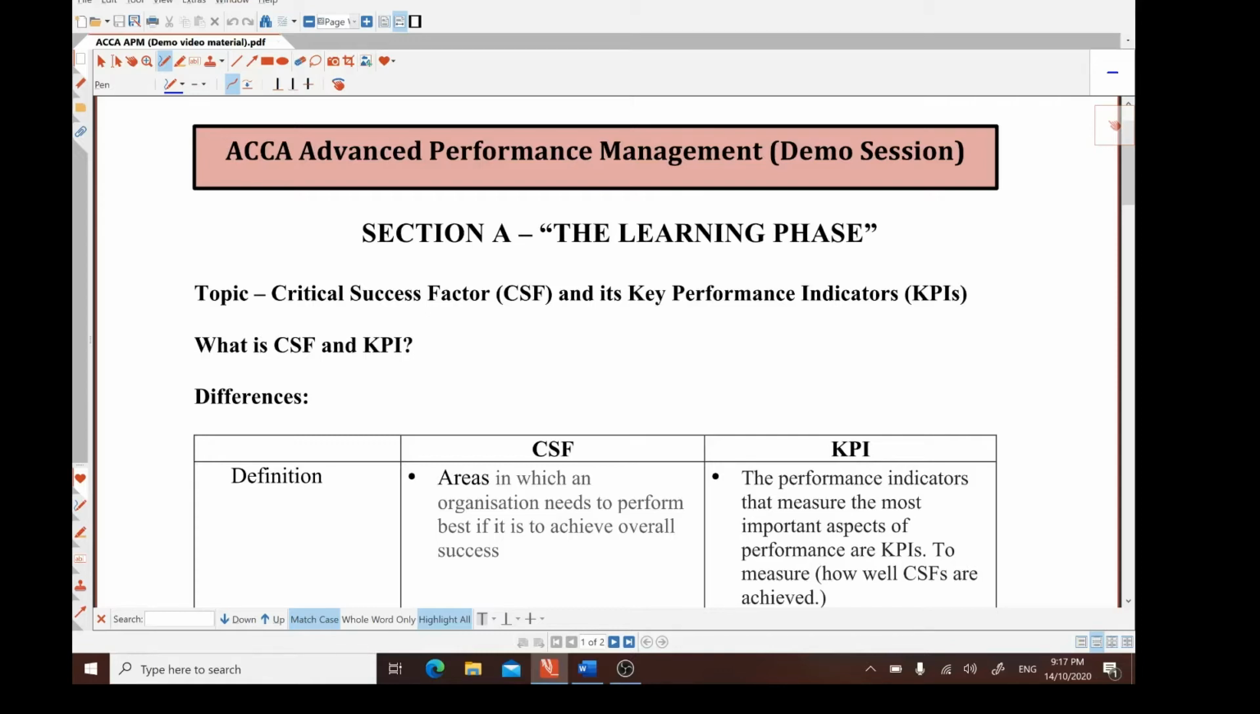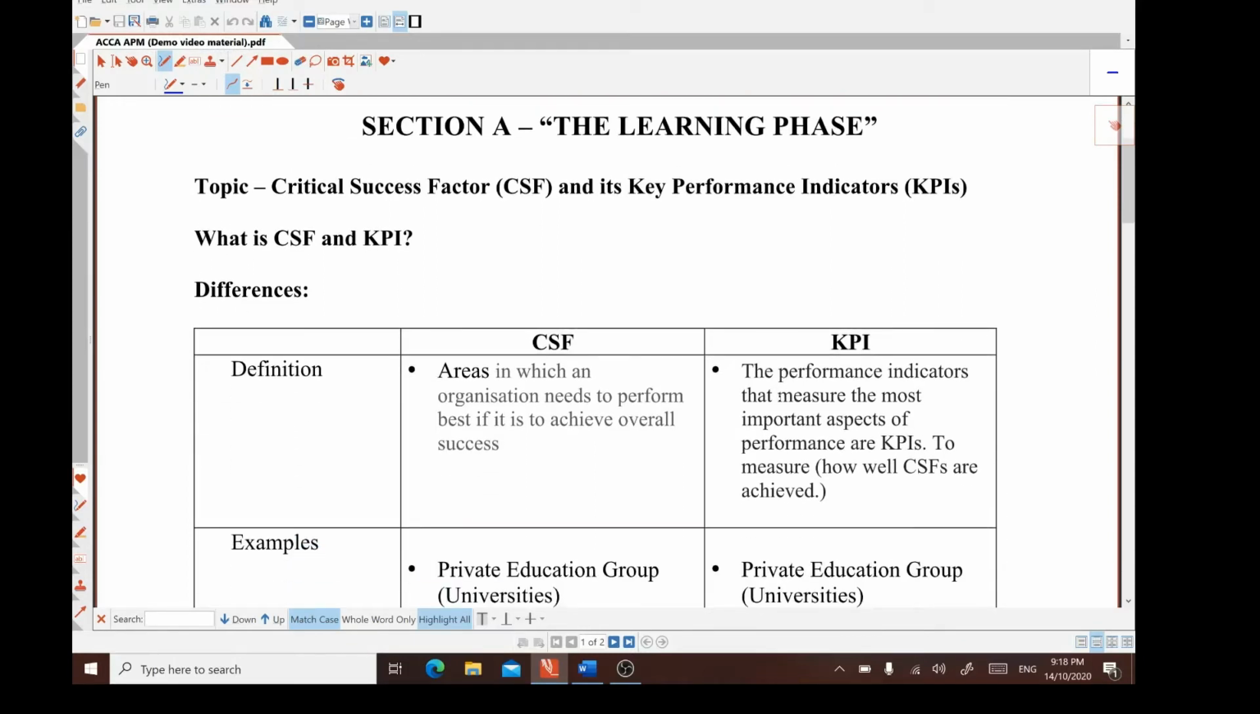Now, what we're going to do right now is to start discussing a small part on what is a critical success factor and a key performance indicator, which is what we know as the KPI. Some of you may wish to know what this CSF and KPI are, so let me show you the definition of CSF as well as KPI.